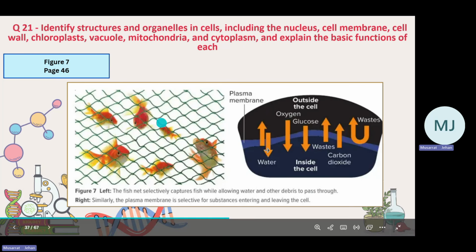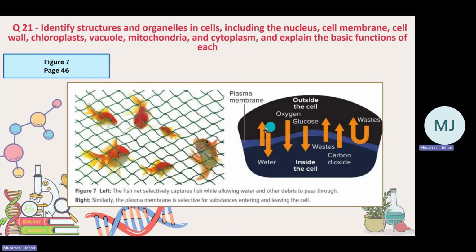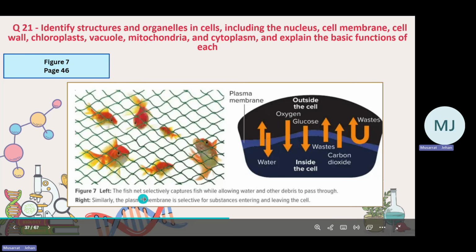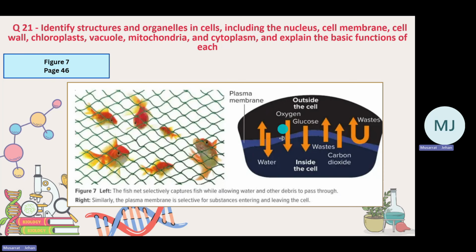Sometimes they show you this and ask which characteristic of the plasma membrane is seen by this. It is selective permeability. The fish net selectively captures fish while allowing water and other debris to pass through. The plasma membrane is selective for substances entering: oxygen can come in, glucose can come in, waste goes out, carbon dioxide goes out, and water can go in and out of the plasma membrane. Selective permeability.